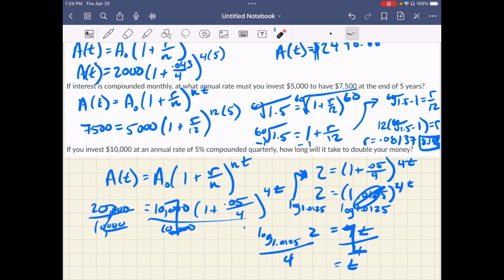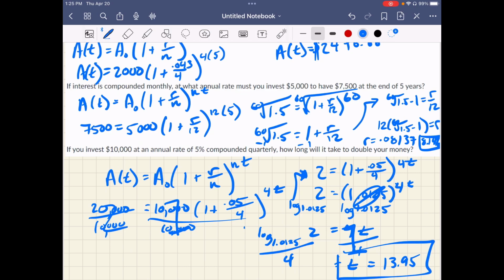Again, I have no unknown values over there, so I simply need to take this, type it into my calculator, being careful for order of operations so that I don't make a mistake there. And what you end up getting is t is going to equal roughly 13.95. Okay, so in this particular scenario, it will take almost 14 years to double your money.